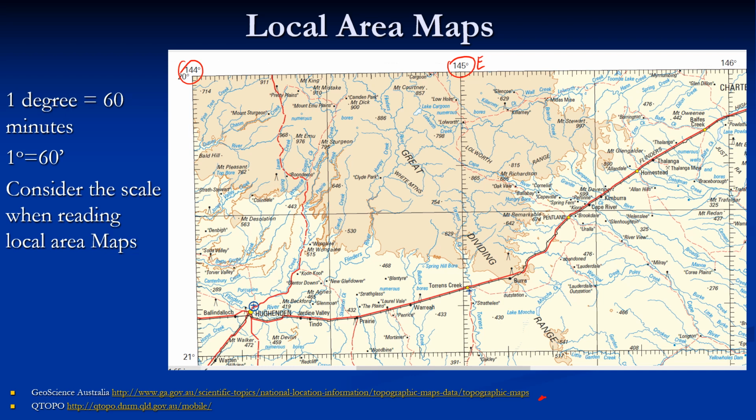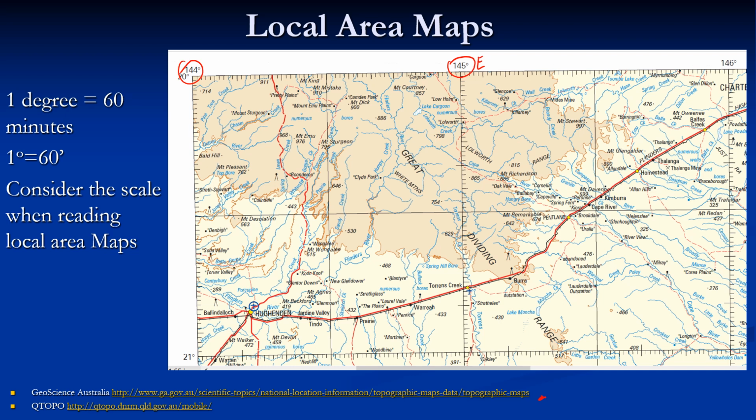And we've got 60 markings between 144 degrees and 145 degrees. Now, 1/60th of a degree is actually known as a minute. And funnily enough, 1/60th of a minute is a second. So not to get confused, but we do have degrees, minutes and seconds on local area maps.